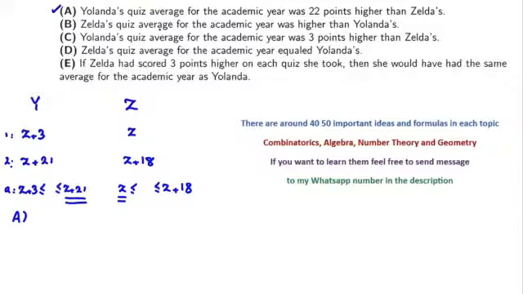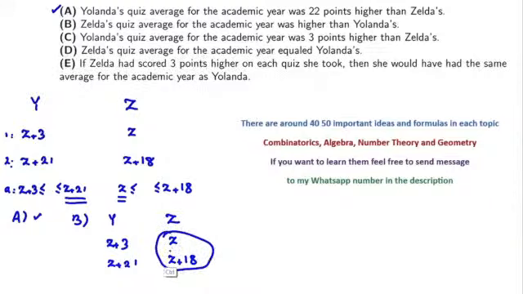B. Zelda's quiz average for the academic year was higher than Yolanda's. Okay, so for choice B, Y is Z plus 3, Z plus 21, and for Zelda, here Z plus 18. So if you want the academic average to be greater than this one, we should have a lot of things. For example, 9 from this, 1 from this, and without loss of generality consider Z is 0 in this case.